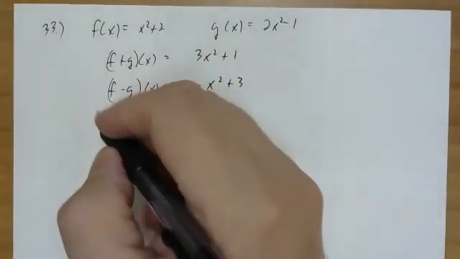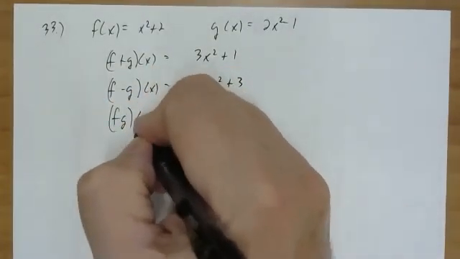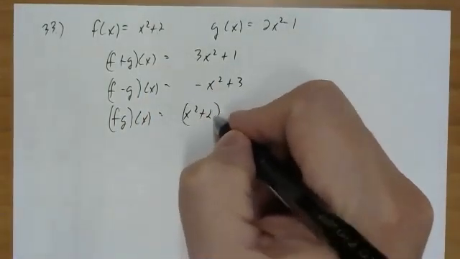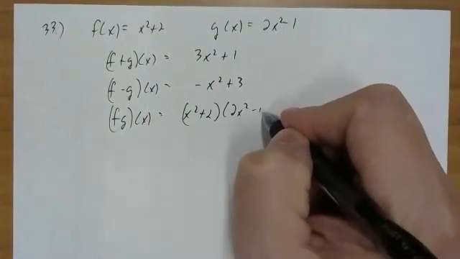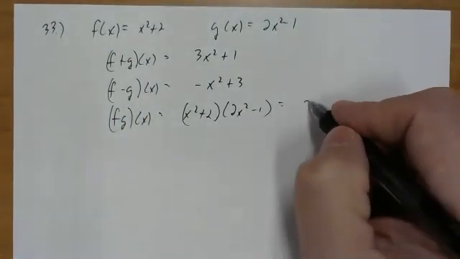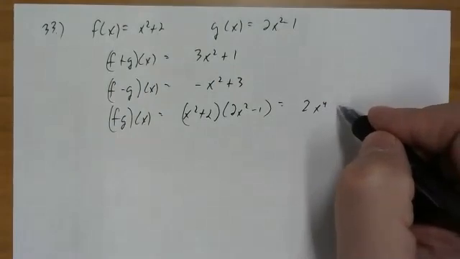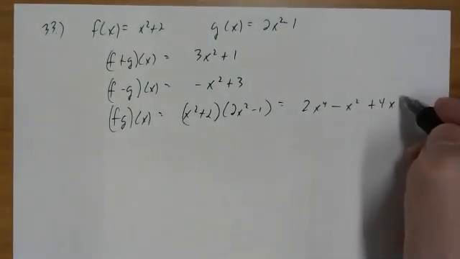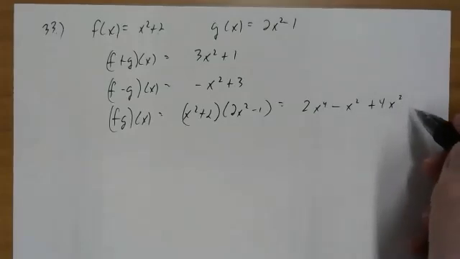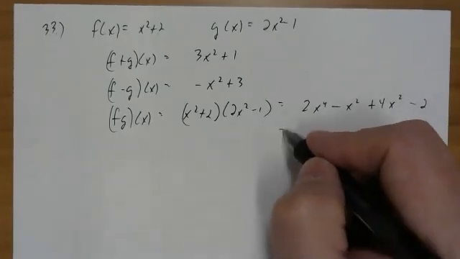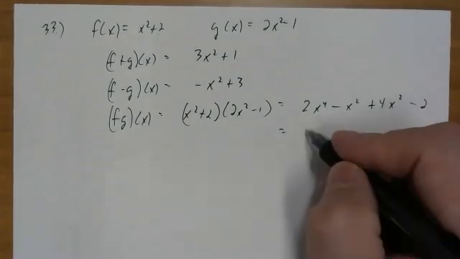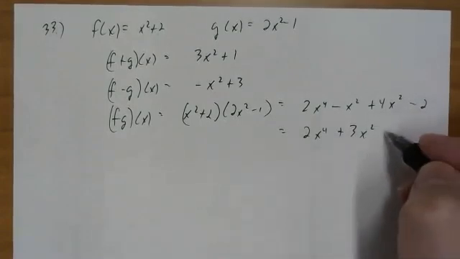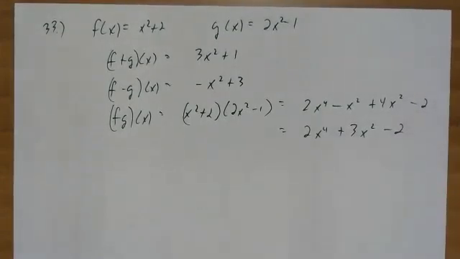And then it was to multiply. That gives 2x to the 4th minus x squared plus 4x squared minus 2, which is 2x to the 4th plus 3x squared minus 2.